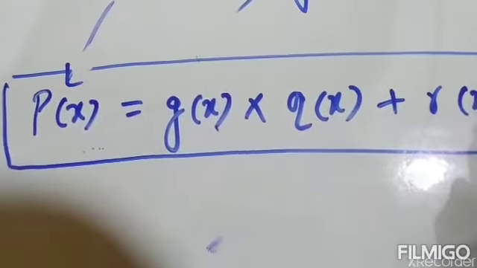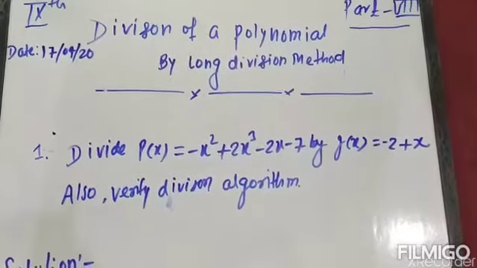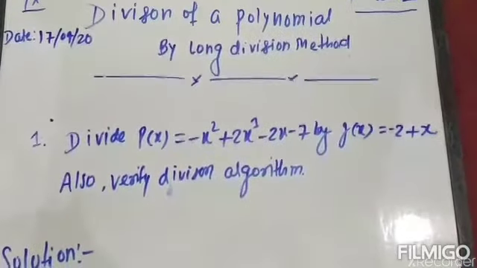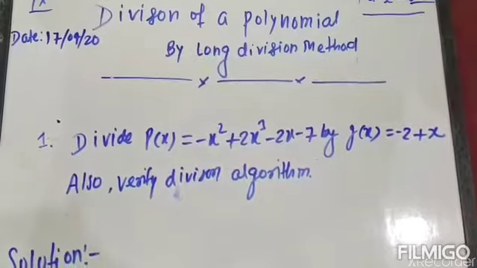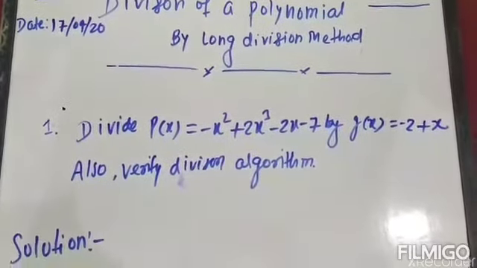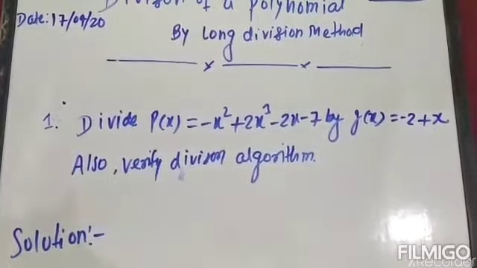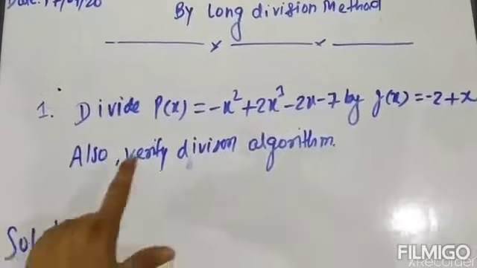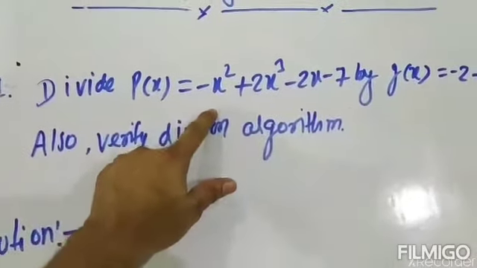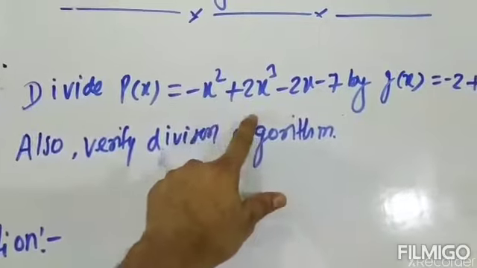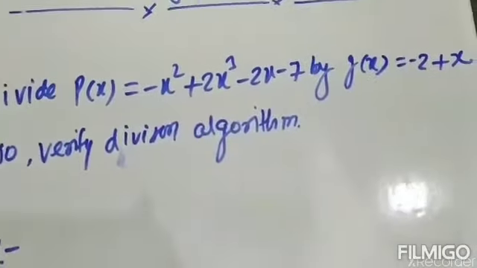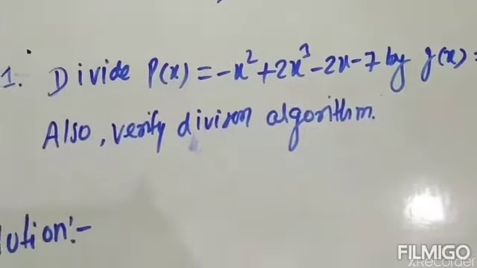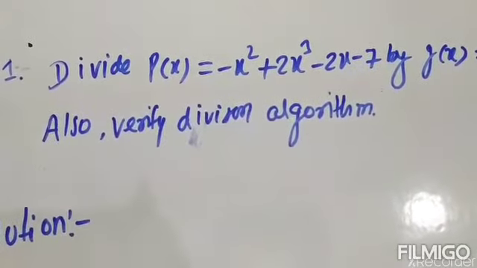Clear? So now, dear students, I will give one question based on division of a polynomial by another polynomial. The question is: divide P of x equal to minus x square plus 2x cube minus 2x minus 7 by g of x, which is minus 2 plus x, and also verify the division algorithm.